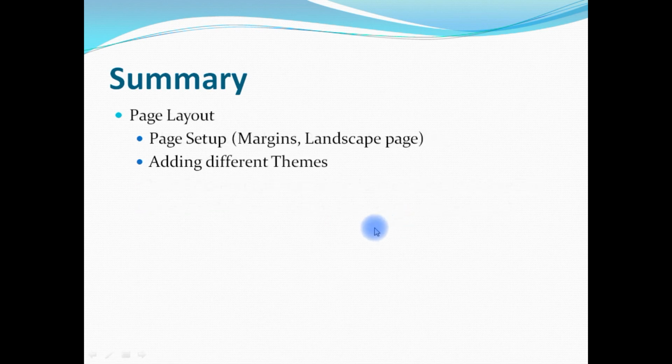Then we learned about the Page Layout. If you want to change the page layout maybe into landscape mode, or you want to set up margins, you can do that from the Page Layout toolbar. And then adding different themes to it, depending upon your requirement and suitability for your particular document, data, report, or whatever you want to call it. That's how the different themes can be applied over there.